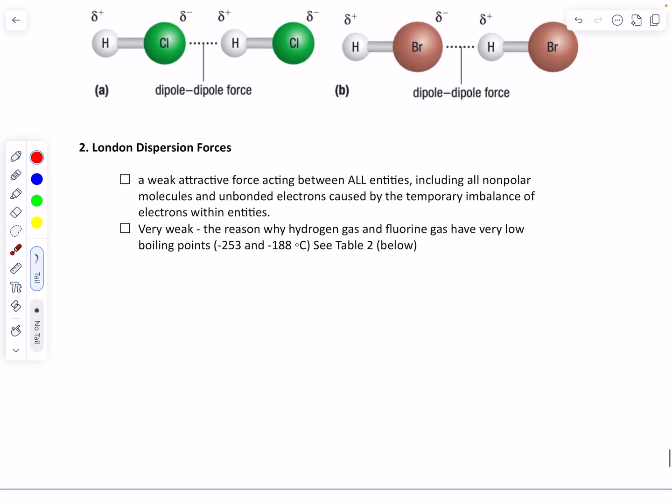The second type of intermolecular force is the London dispersion force. It's a weak attractive force acting between all entities, including all nonpolar molecules and unbonded electrons, caused by the temporary imbalance of electrons within entities. These forces are very weak. That's the reason why hydrogen gas and fluorine gas have very low boiling points.